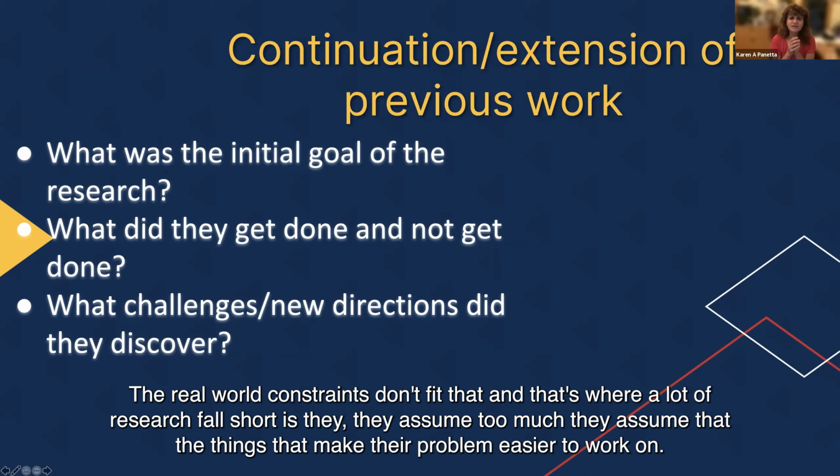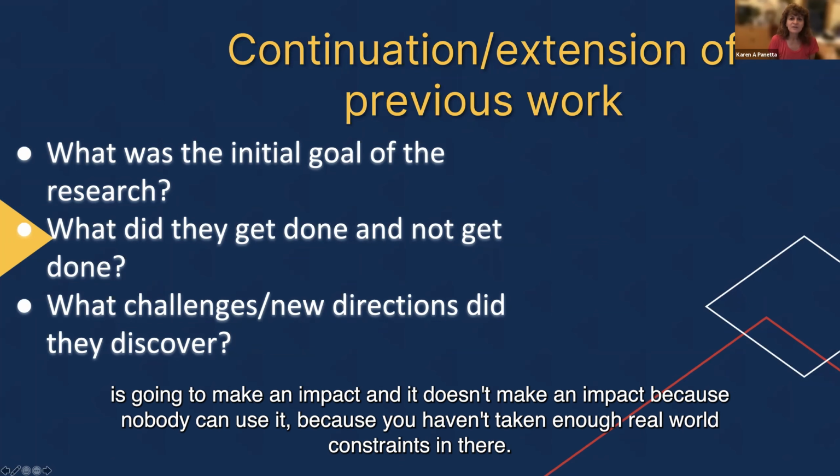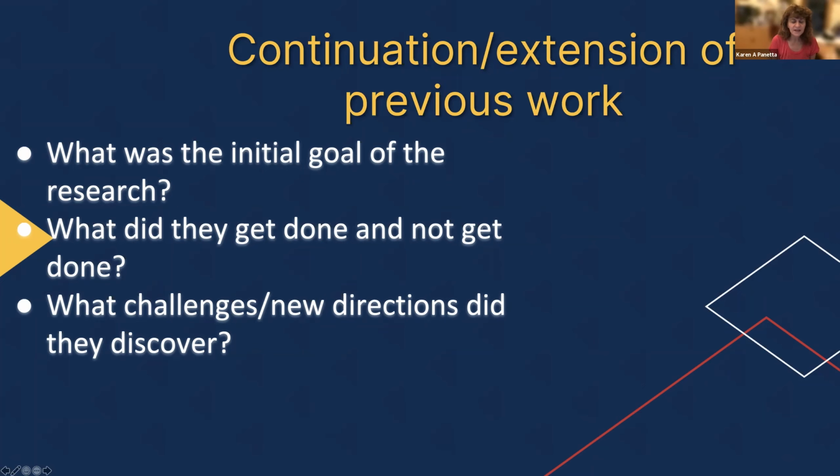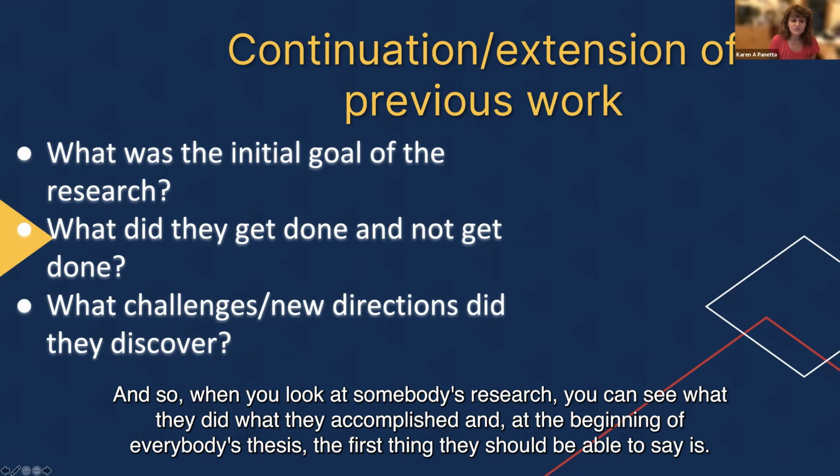They assume that the things that make their problem easier to work on are going to make an impact, and it doesn't make an impact because nobody can use it, because you haven't taken enough real world constraints in there. So think about that. What are some of the real world constraints and barriers that prevent this work from being done? And so when you look at somebody's research, you can see what they did, what they accomplished.